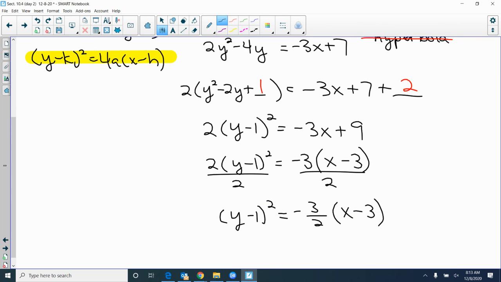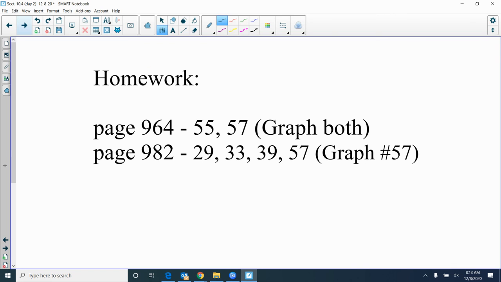I think parabolas always tend to seem like forever ago, and they're the one that's just a little bit different. So it's good to hit them a little bit ahead of time. So these two, I believe, are going to be parabolas, just to get you back in the groove. I don't know, they might be ellipses. And then page 982, just graph number 57 for those.